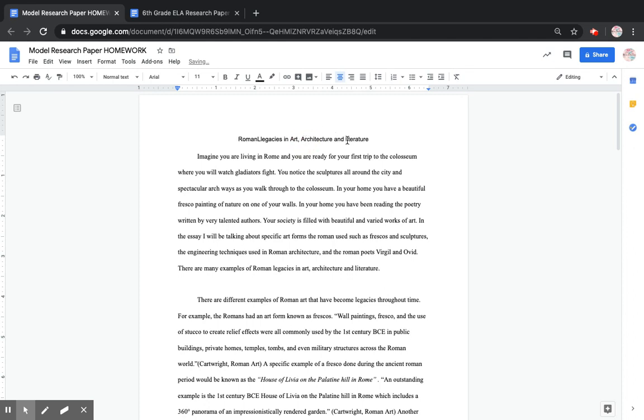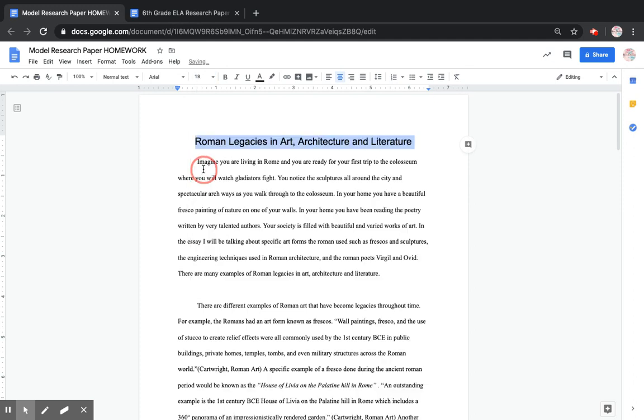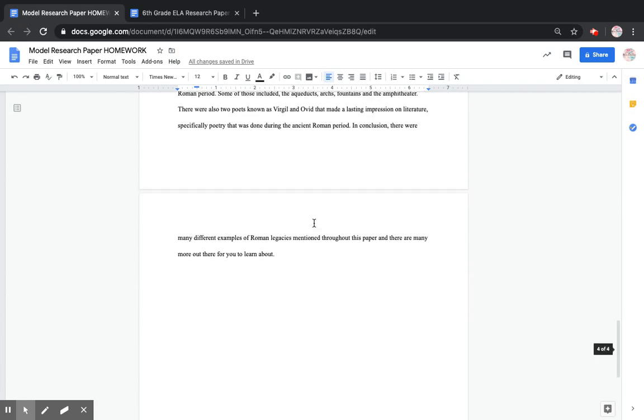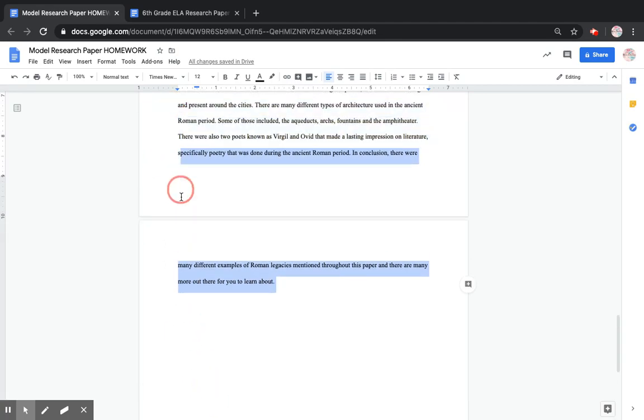And on this one, you want to make sure that your title is centered. So you're going to have this one right here, center align. You want to make sure that it's at least 18. If 18 is too big, you can go to 14, but you want to make sure that it stands out, so I know that this is my title and this is the start of my paper. So there you go. We just wrote an entire research paper on Roman art, literature, and architecture.